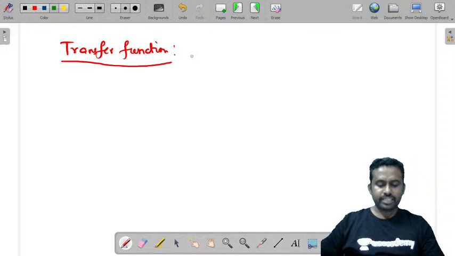A transfer function is Tharavat Krishna. Thank you.